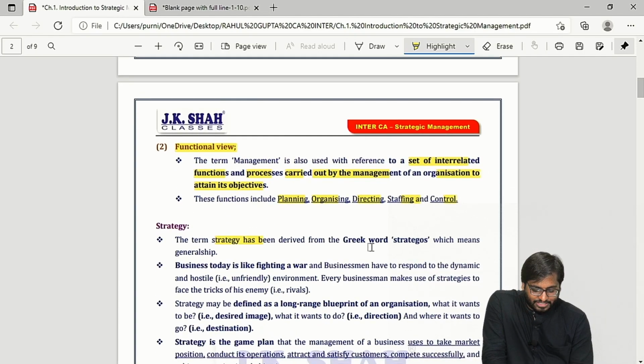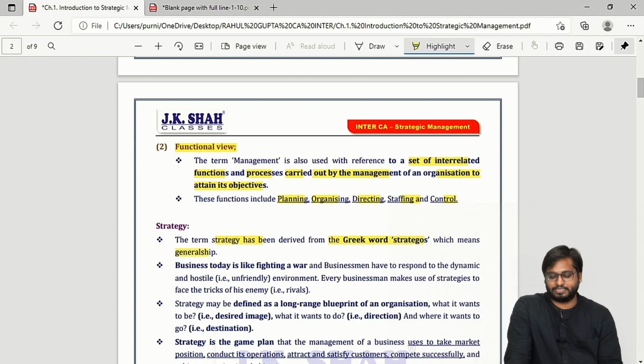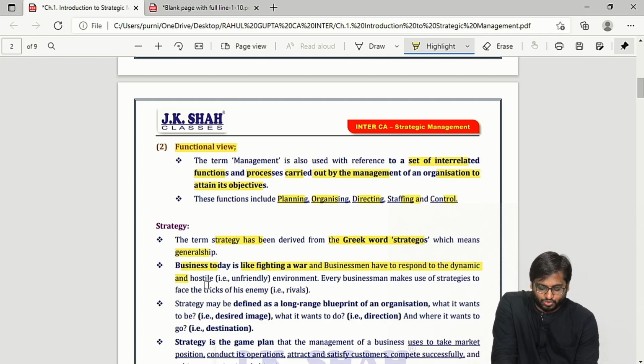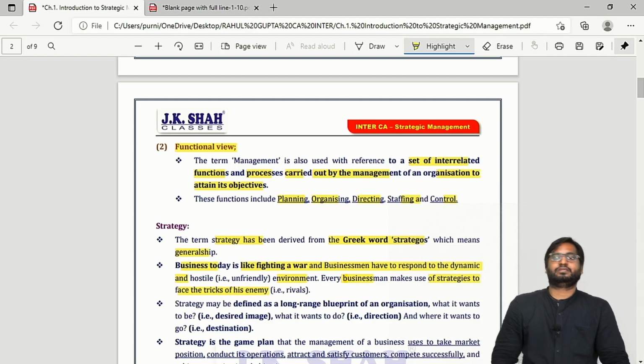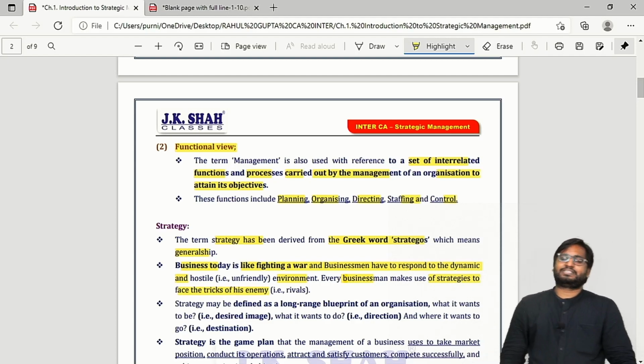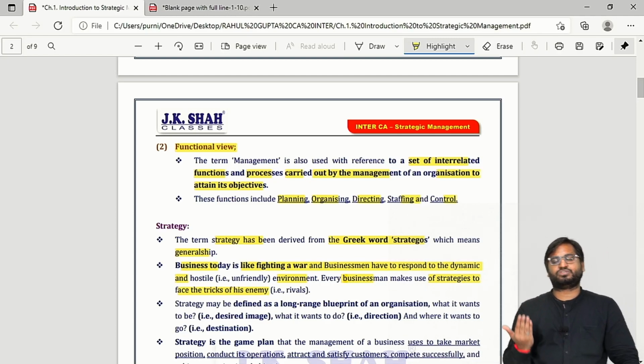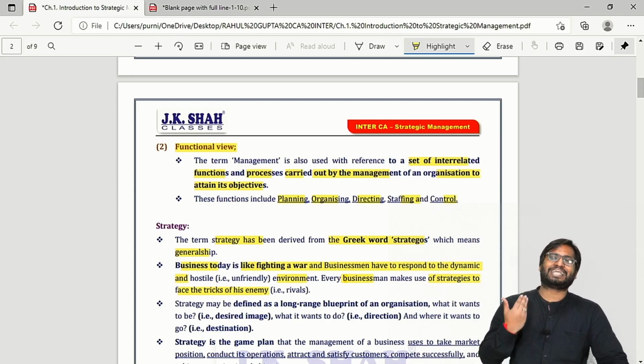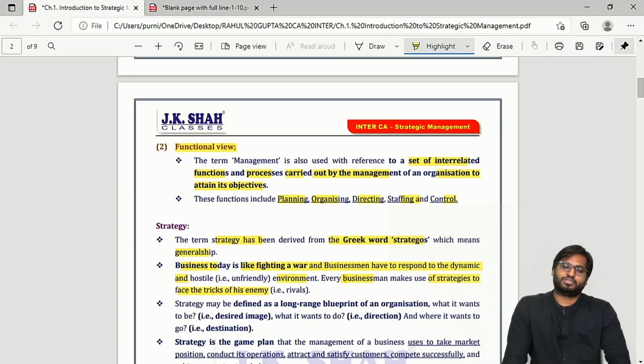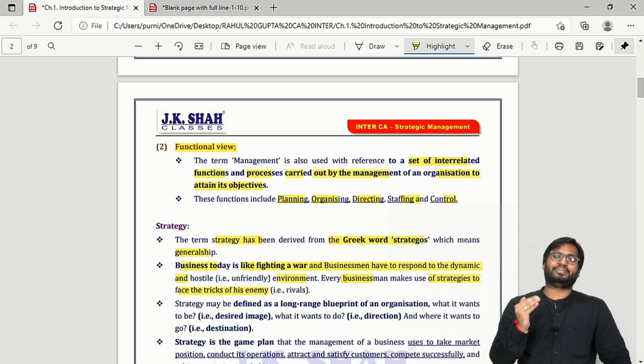The term strategy has been derived from a Greek word, strategos, which means generalship. Business today is like fighting a war, and businessmen will have to respond to a dynamic and hostile environment. Every businessman makes use of strategies to face the tricks of the enemy. Now we need to understand a few definitions of strategy. Until and unless you understand the definition of strategy, you will not be able to understand the characteristics of strategy. So that is why you need to understand the definition.